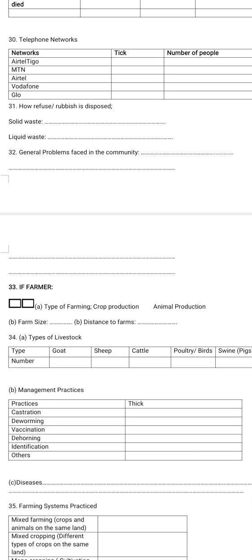How refuse or rubbish is disposed. Ask them how they dispose of their solid waste. Is it through the gutters? Is there a drainage system there?